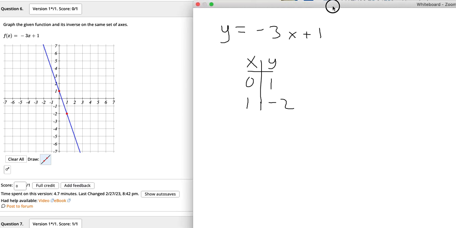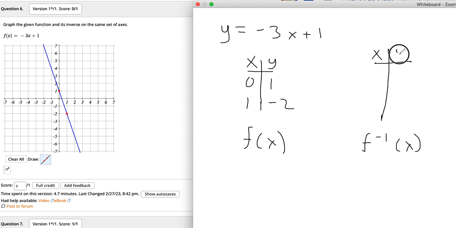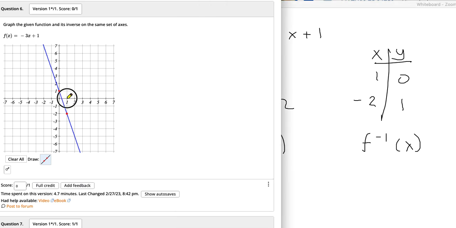So then to do the inverse, super easy. If this is f of x, then f inverse x is just the exact same thing, but with the x's and y's reversed. So instead of going through 0, 1, it's going to go through 1, 0. Instead of going through 1, negative 2, it's going to go through negative 2, 1. So then for my second one over here, when x is 1, y is 0, right there. And when x is negative 2, y is 1. Oops, positive 1.